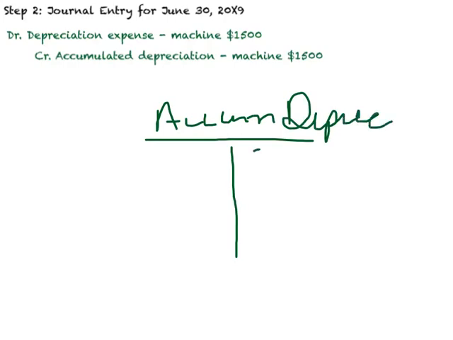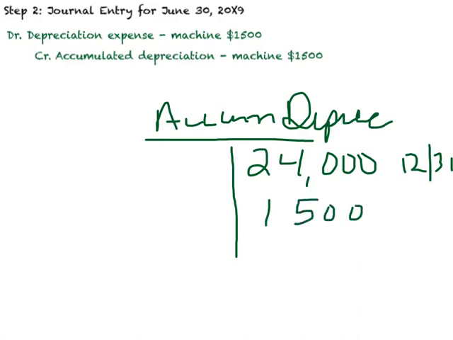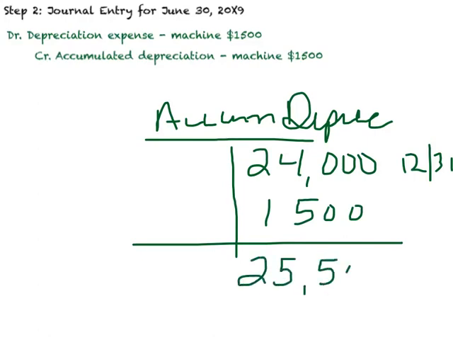The problem told us that we had $24,000 on December 31st. We are adding to this at this point $1,500. So our accumulated depreciation account now has a balance of $25,500. We're going to need this information to complete our journal entry when we dispose of the plant asset.